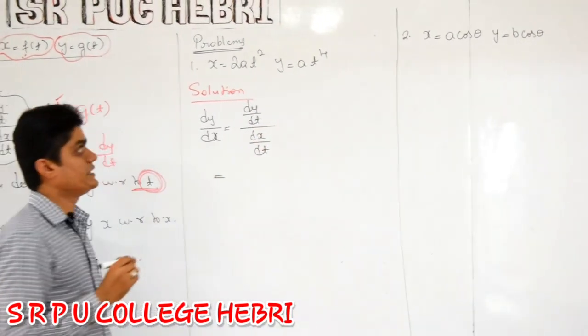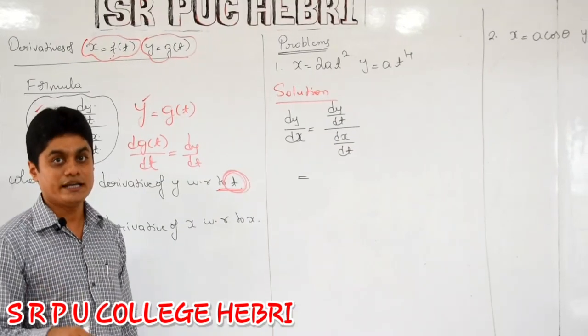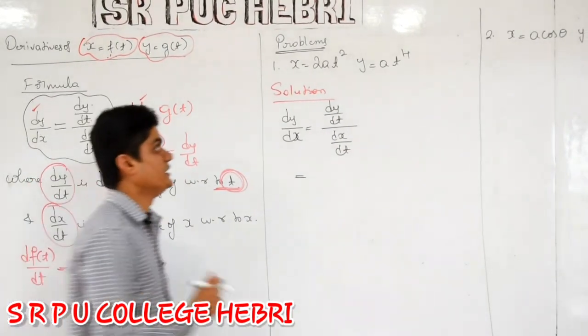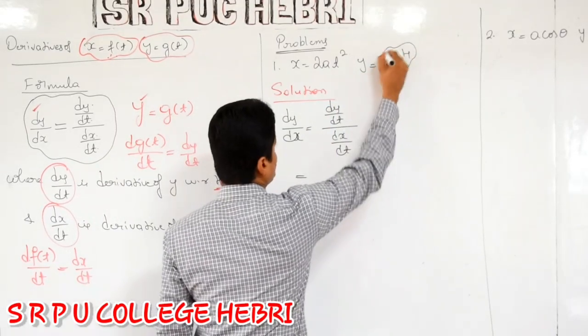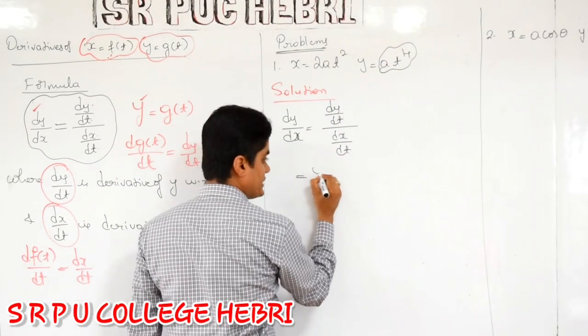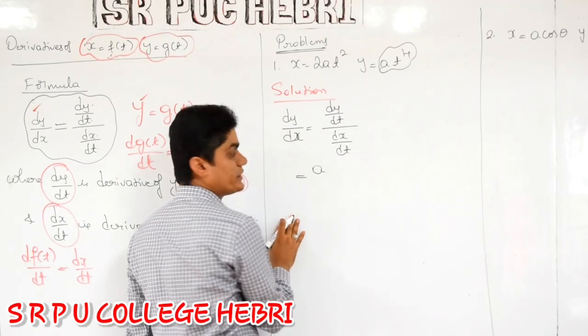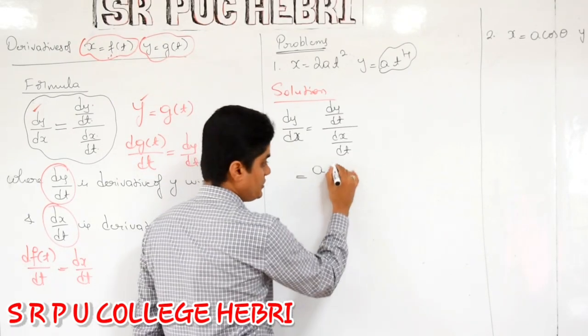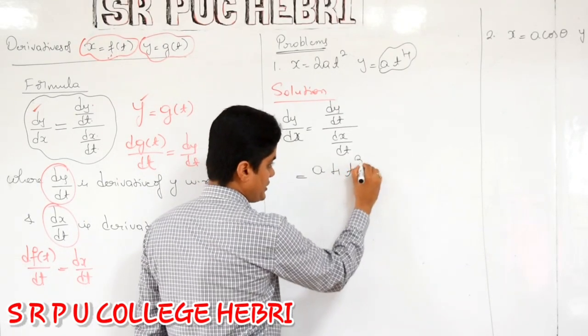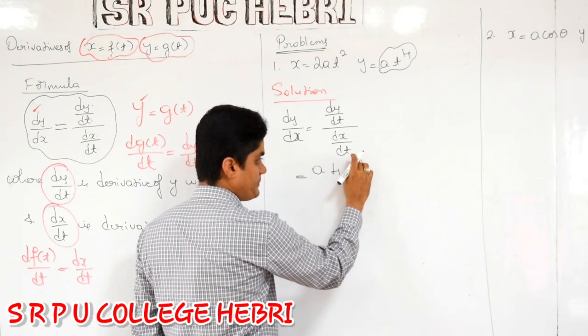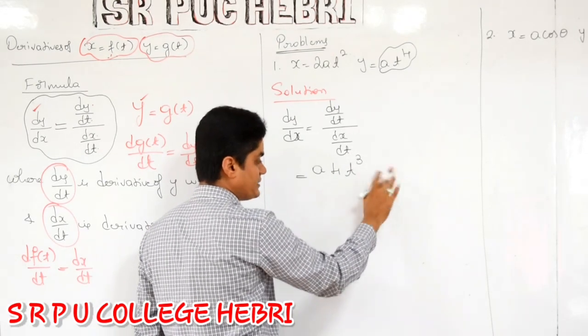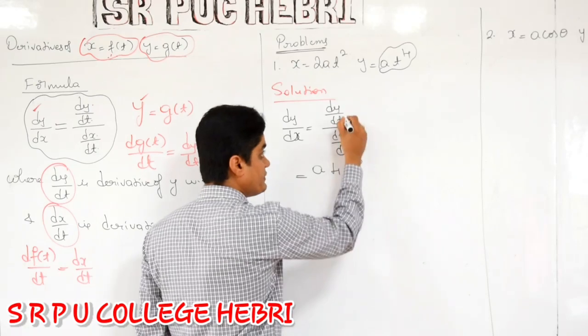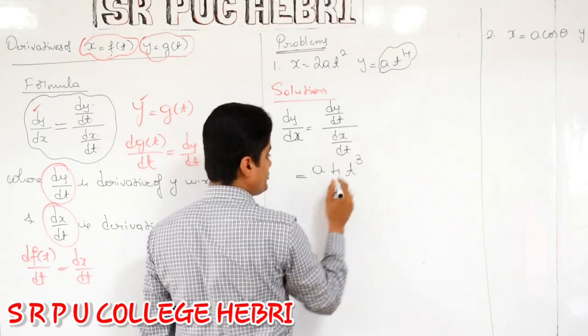Now, what is dy by dt? Differentiating y with respect to t. What is y here? a t to the power 4. Remember, a is a constant, so it will come as it is. What is the differentiation of t power 4? 4t cube. Since you are differentiating with respect to t only, don't write dd by something like that, okay? We are differentiating with respect to t. Here also the variable is t.